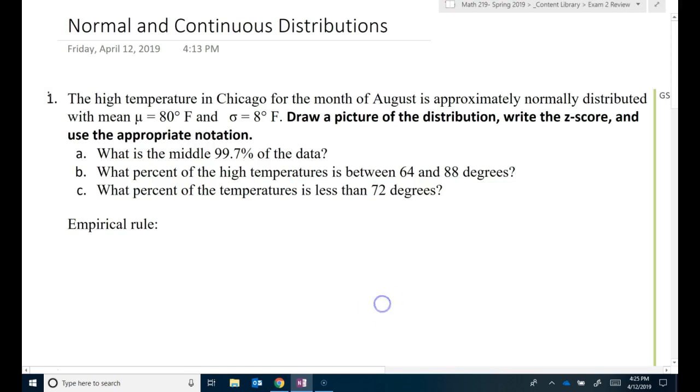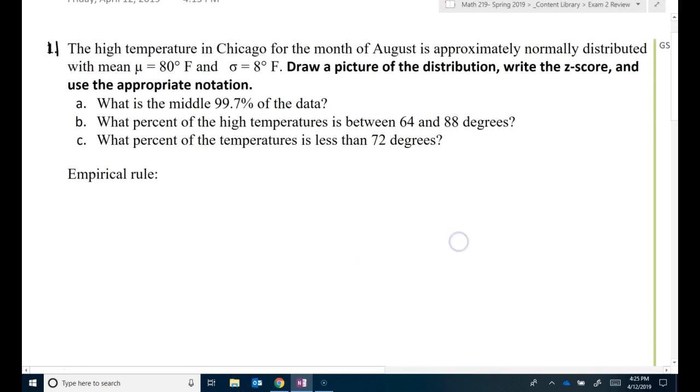This one is, I believe, question number 11. This isn't all the questions, and it's got some other pieces in it to help me demonstrate some things about the normal distribution. But you can use this to do this set of problems. So let's first look: the high temperature in Chicago for the month of August is approximately normally distributed with a mean, mu, of 80 degrees Fahrenheit and sigma, the standard deviation, of 8 degrees Fahrenheit.